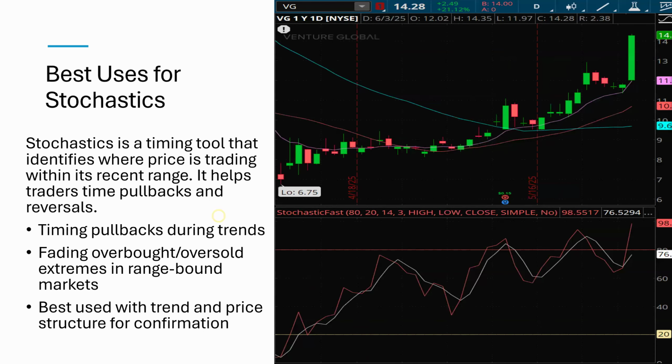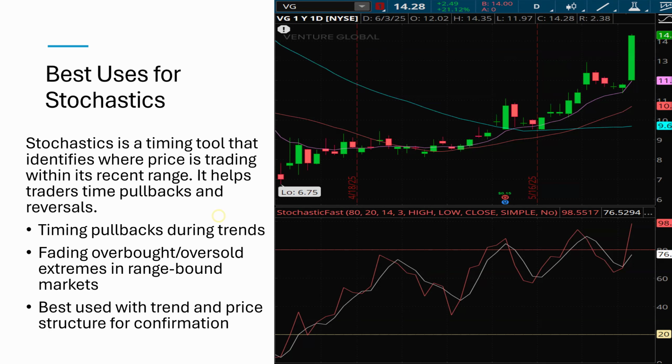And I want to take a look at how stochastics could have given us a helpful secondary read on the price action today. Now, the best use cases for stochastics are, in my estimation, timing pullbacks during trends. And what I mean by that is when the trend gets overextended, waiting for that pullback to occur. It gets overextended, stochastic confirms that overextension, waiting on the pullback.